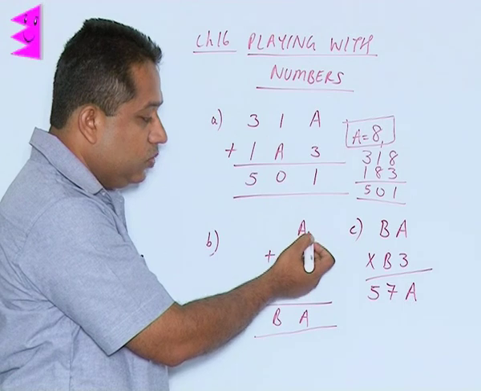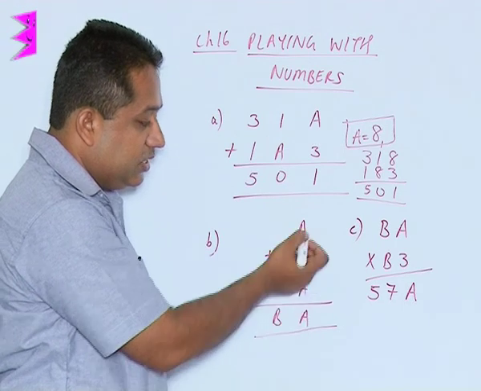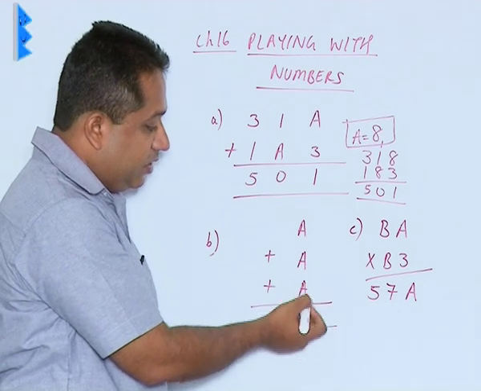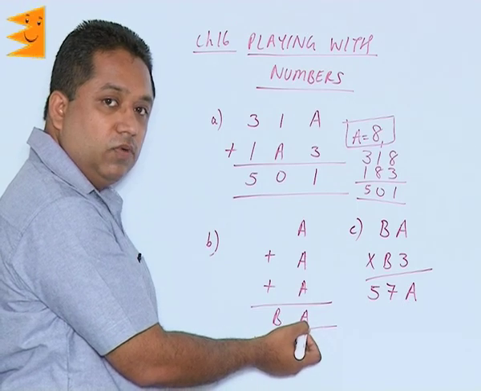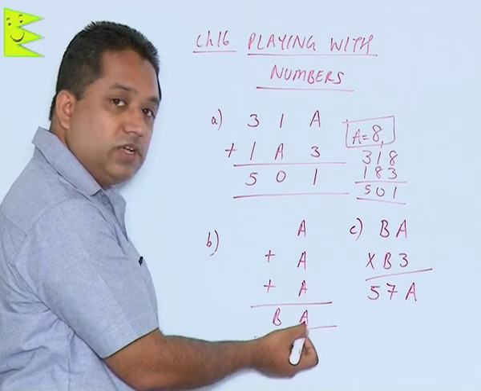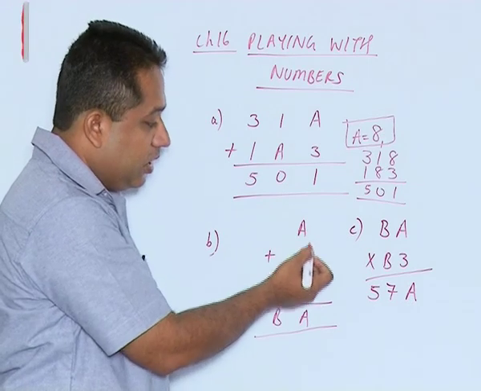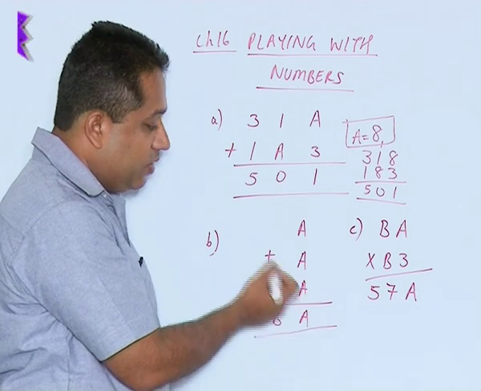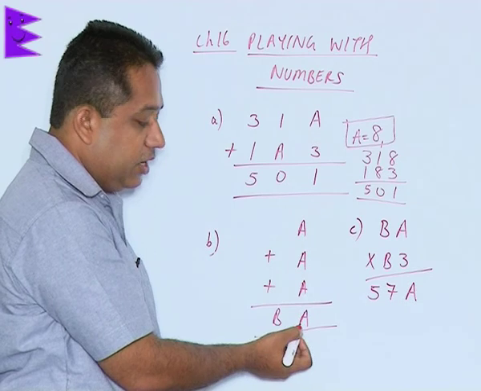Similarly, if I take 2, 2 plus 2 plus 2 is 6, again the values of A are changing. 3 plus 3 plus 3 is 9. So, what is going to happen? I cannot take 3, because if I take 3 here, then 3 also has to come here. 4 plus 4, 8, plus 4, 12, that means 2 and 1 carried. So, if I am taking 4, I am getting 2 here.